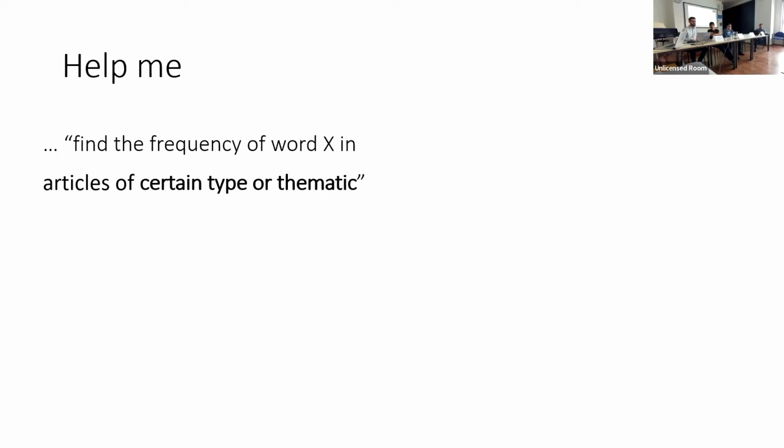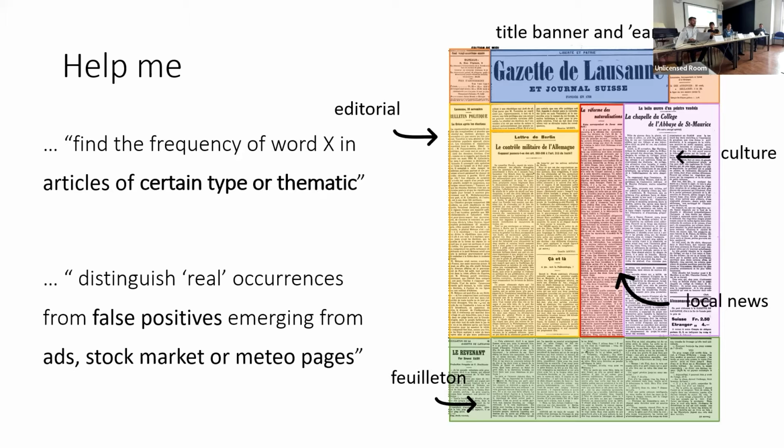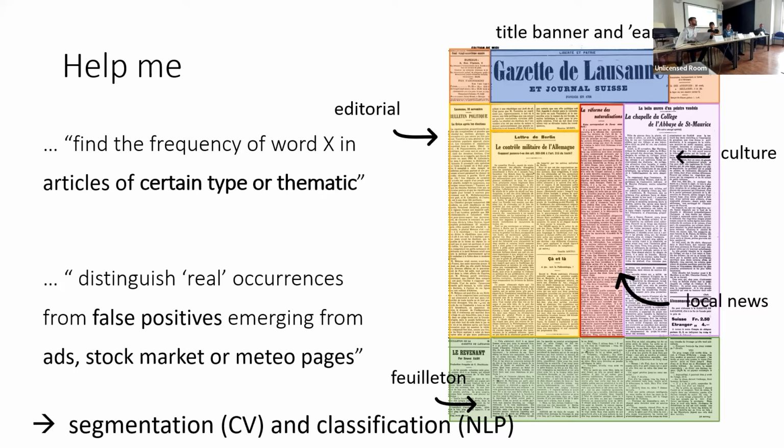Second typical cry for help is: I want to find the frequency of a word, but only in articles of a certain type. For example, I don't want to see the occurrence of this word in advertisements, very typical, or in stock market, or train timetables, or weather forecast pages, but I want to isolate it. And for this, the techniques that come to help are image segmentation from computer vision, or text classification from NLP, that allow you to segment the page of a newspaper into areas that are thematically different. For example, the feuilleton from the local news, or isolate the header, and so on.